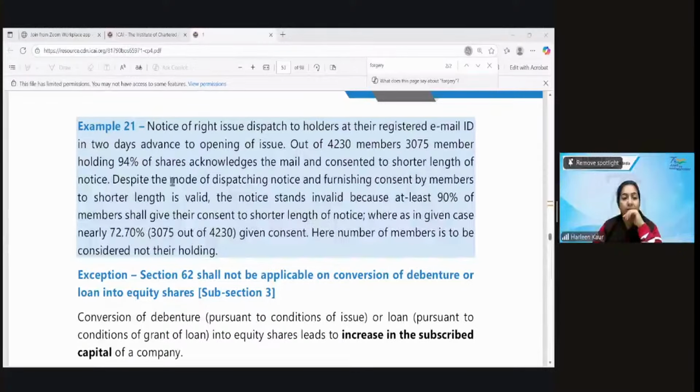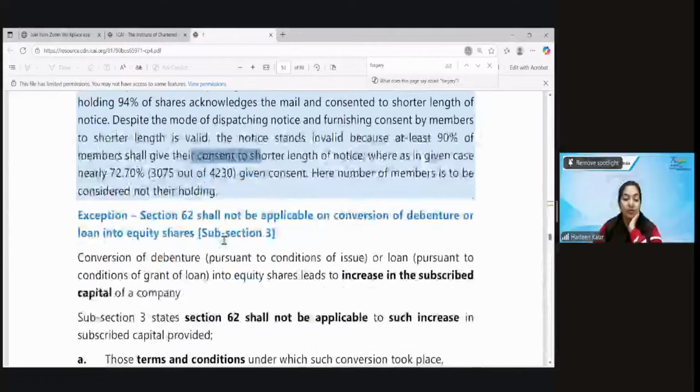94% of the shareholders have given their consent. So at least 90% should have given their consent. Here, the number of members is to be considered, not their holding. So 90% of the members, not the shareholding, has to be seen. Mark this important. It's an important question.